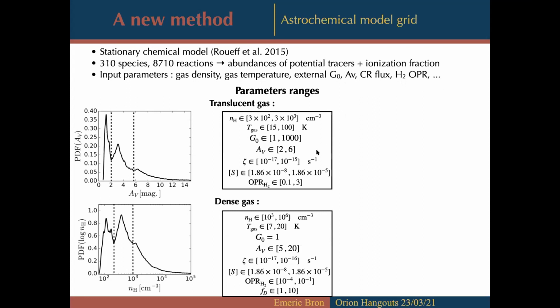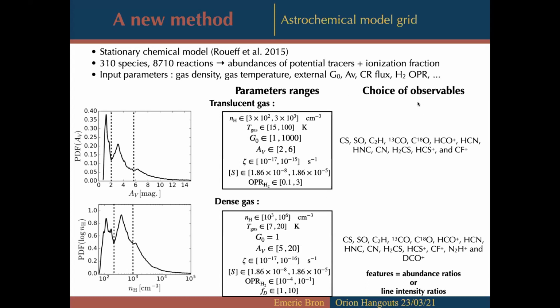And because we expect that the best tracers will probably not be the same in very different types of medium, we actually did the study on two different grids, one exploring ranges of values typical of translucent gas, and the other exploring ranges of values for dense gas. And in particular, in dense gas, we also include the effect of a depletion factor.